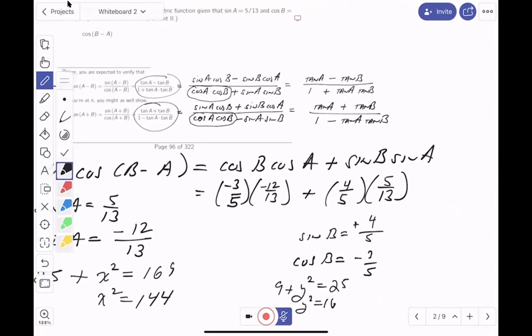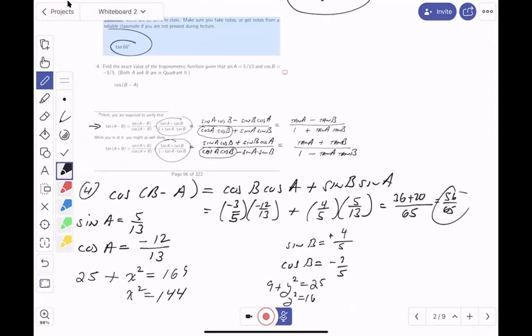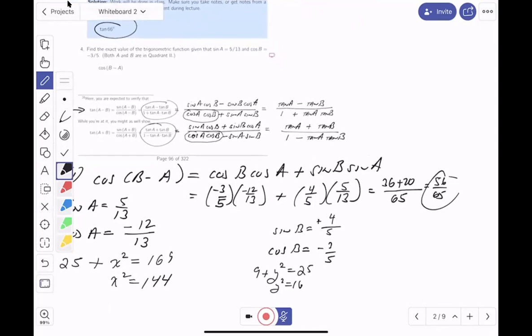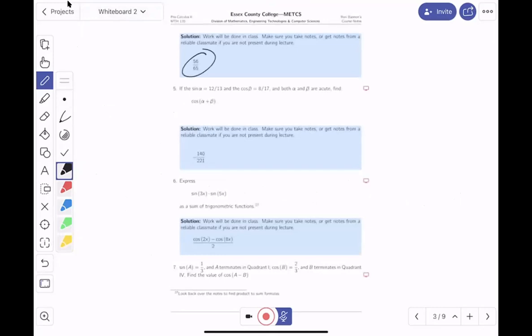Can I do the arithmetic on that? I think so. And I get 65. And what do you get there? You get 36. Minus 3 times minus 12 is 36. Plus 20, which is going to be 56 over 65. All right. Again, I want to point out to you, the answer is 56 over 65. The answer is on the next page, by the way. And I'm seeing it right over there.